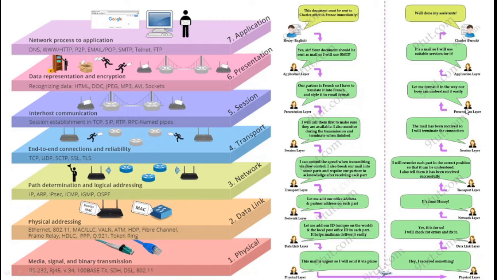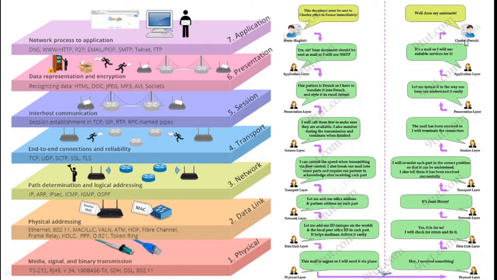Then it passes on the information to the presentation layer, where it says, let me format it in the way our boss can understand it easily. So it is converted into a presentable format so that it will be useful for the user. If it has to be uncompressed or decrypted, all these things are done. Then the application layer says it's a mail, so I will use suitable services for it. It will open in the corresponding mailbox, Outlook Express, or wherever it is.